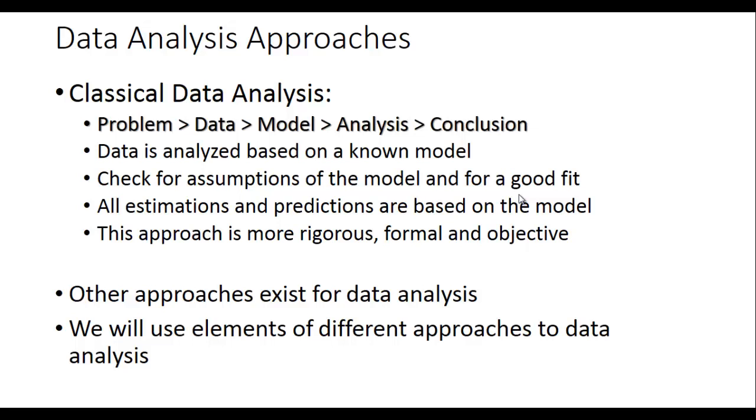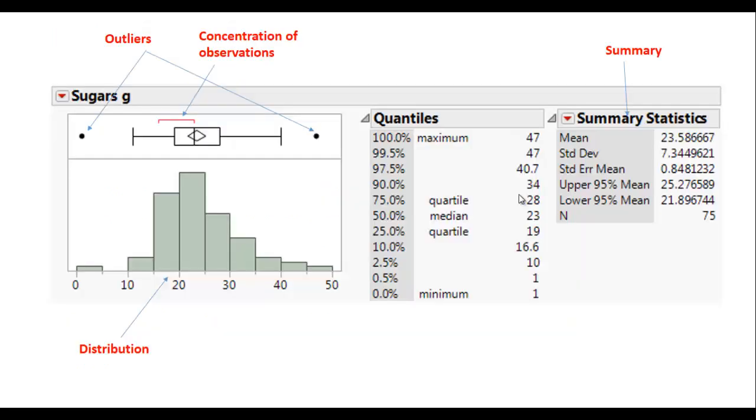There are other approaches as well for data analysis, and we will use some elements of different approaches through this course. This is an example of univariate analysis, summary statistics, and distribution of one variable. We have the histogram, box plot, understanding if we have outliers or not, what the shape of the distribution is, all the quantiles, and summary statistics. So we understand the nature of the variable and distribution of the observations.